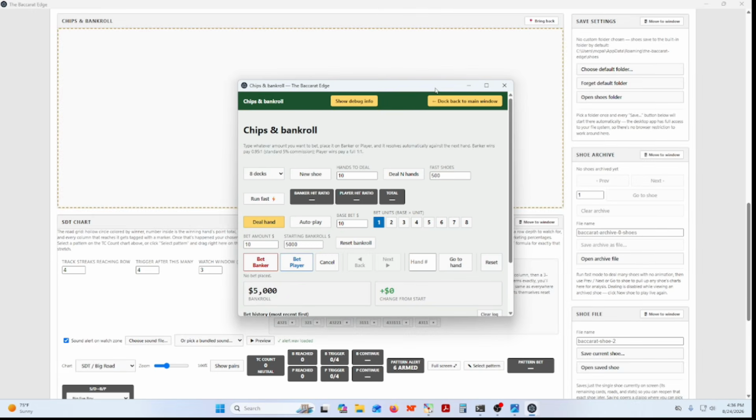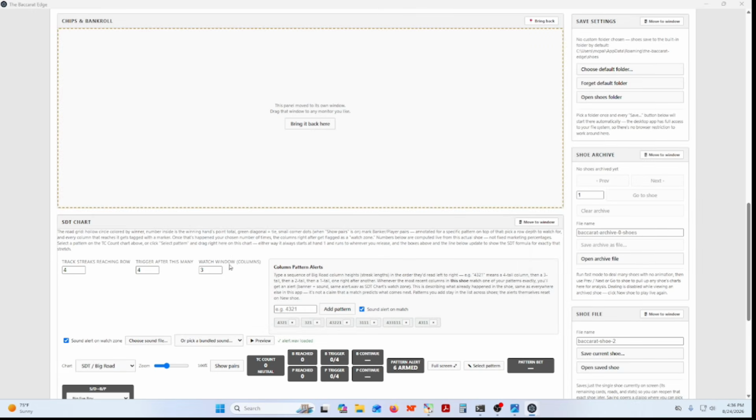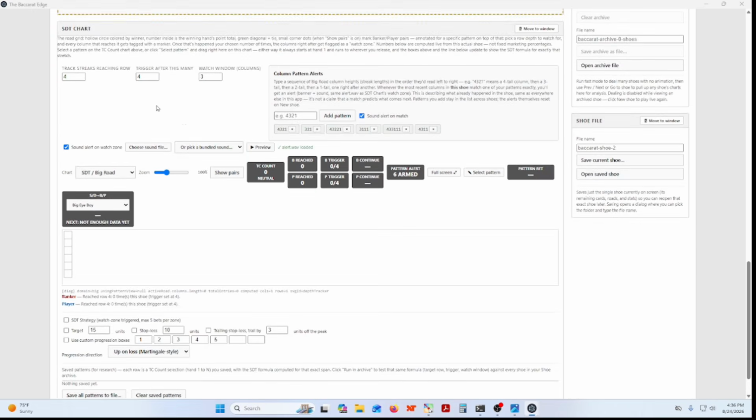Let's move on. So let's take this section out. All right? Let's scroll on down. This is the fun section right here. I call this the fun section right here. Right? This is the SDT chart.